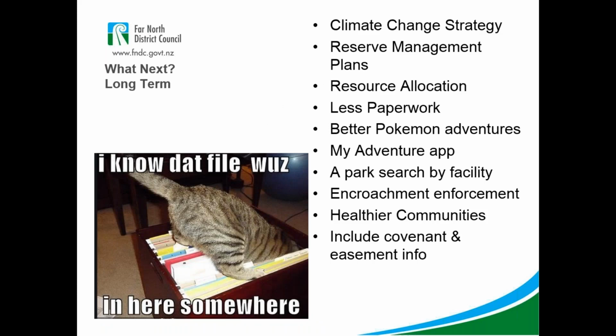Long-term, as I mentioned before, climate change strategy. We have a legal requirement to do a reserve management plan for every legal piece of reserve that we own or administer. Finally, we now know how much land we own and administer. We do have some plans, but we're not fully compliant, and we need to be compliant by March of 1983. So there's a bit of work to do there. Resource allocation will be a whole lot fairer, and we'll hopefully have the budget for it. Less paperwork in the long term because everything will be documented and therefore won't have to be justified.